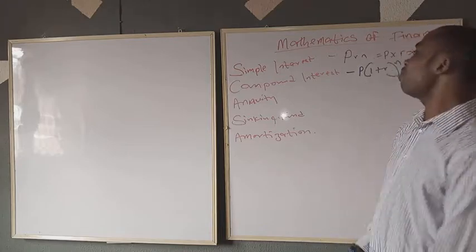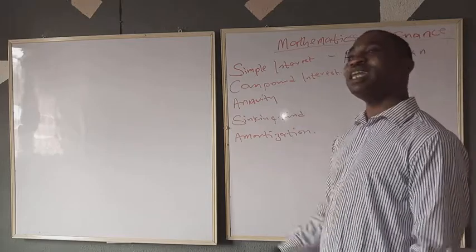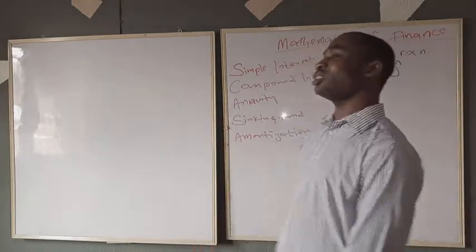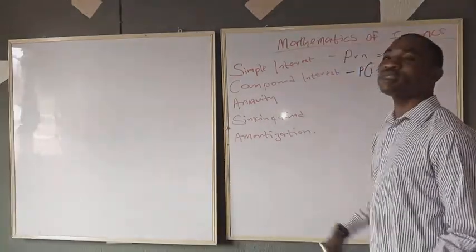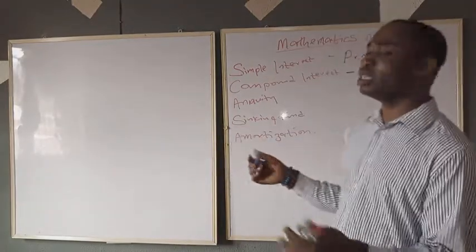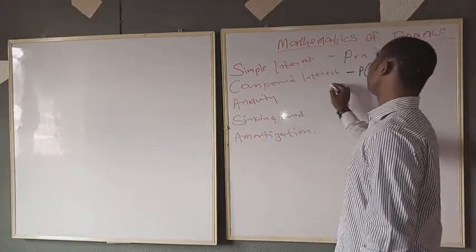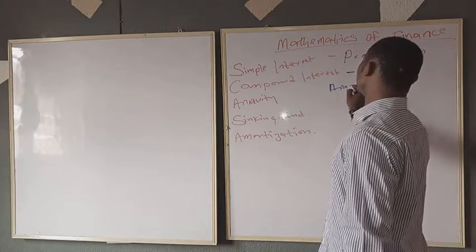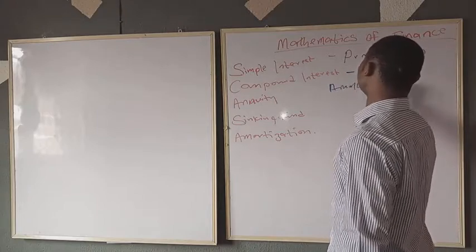Then under the compound interest, it can be compounded annually. When they say annually, that is one. Then it can be compounded biannually. When they say biannually, that means 2 times in a year.